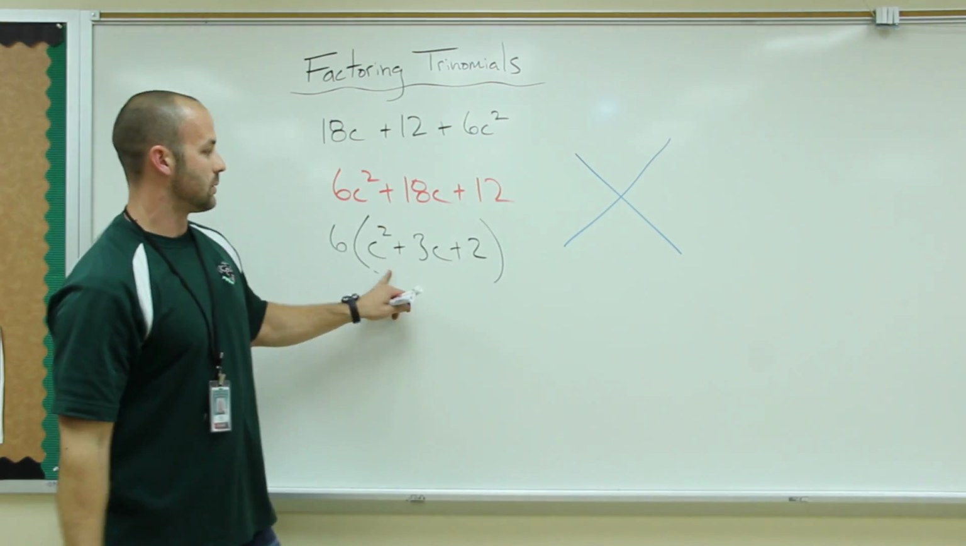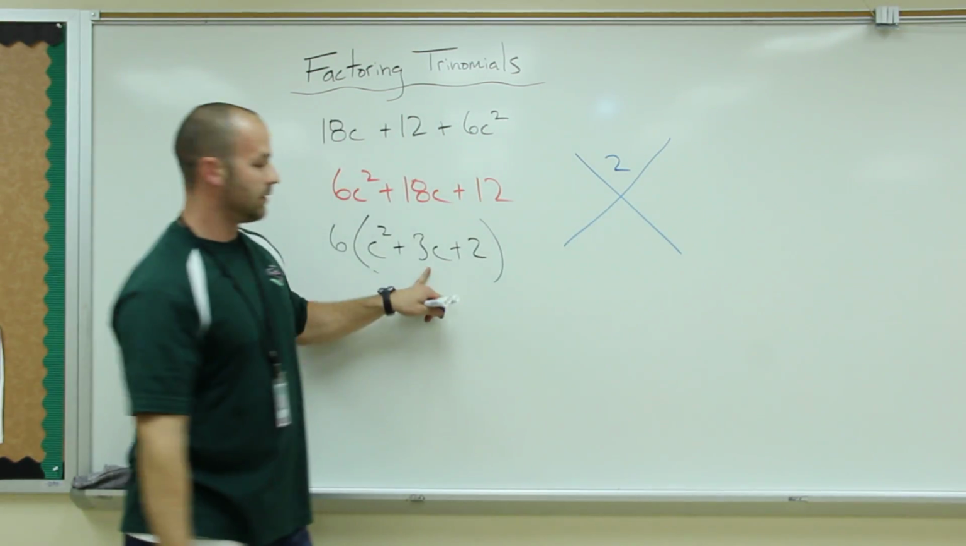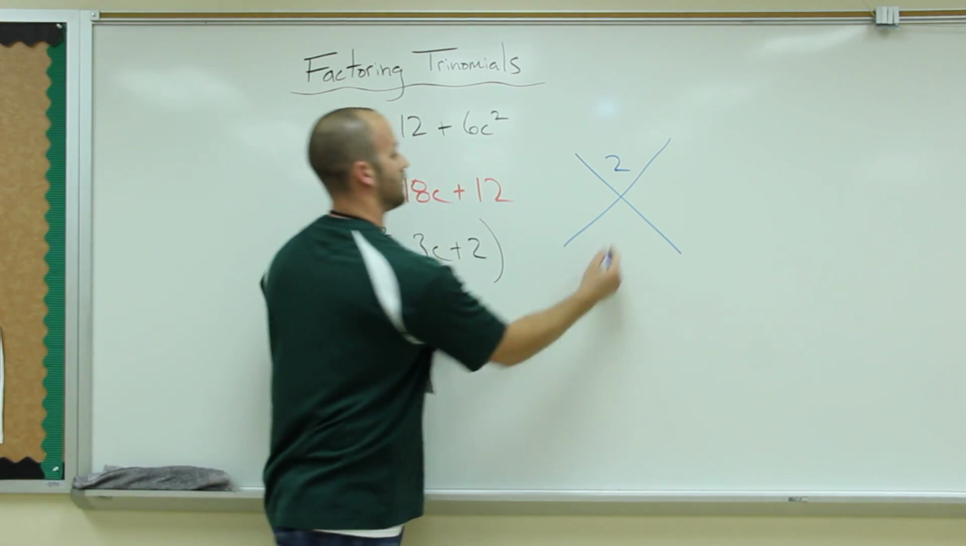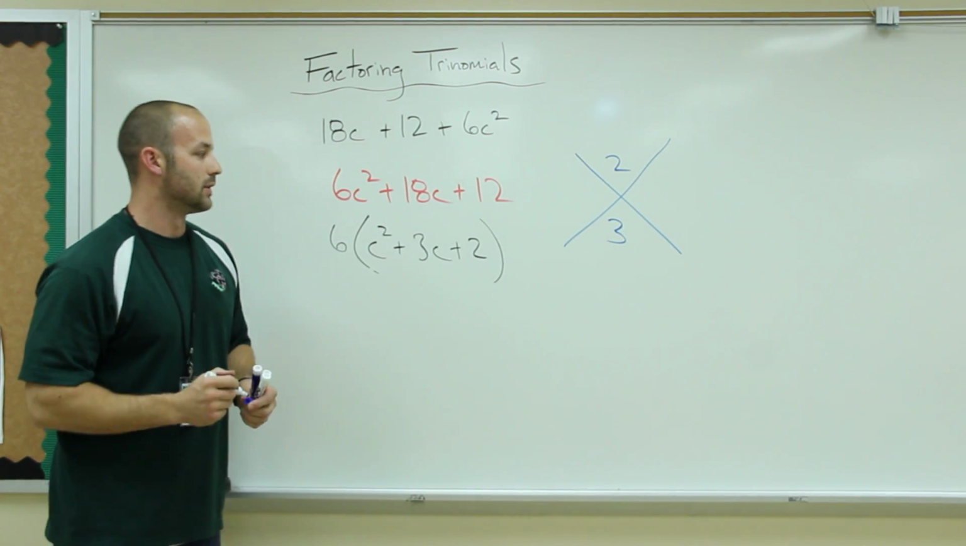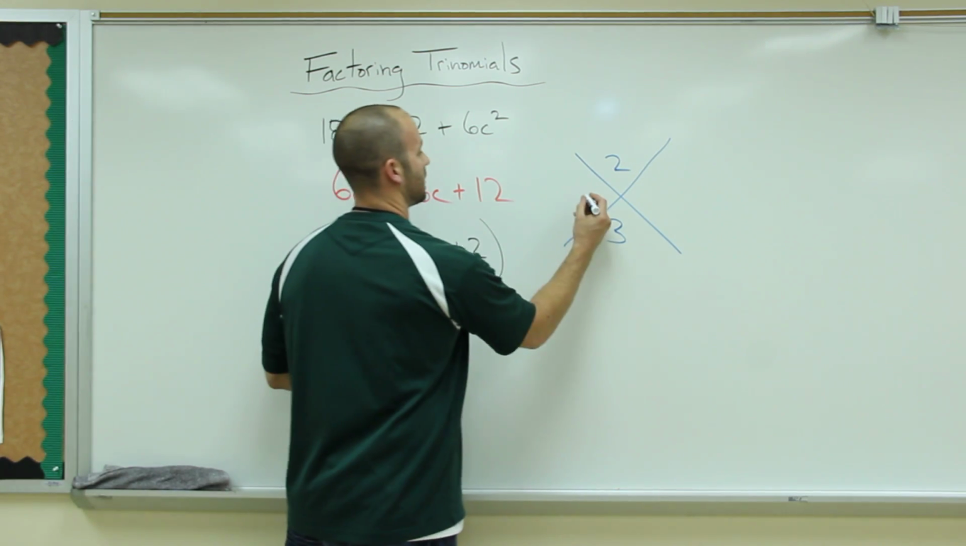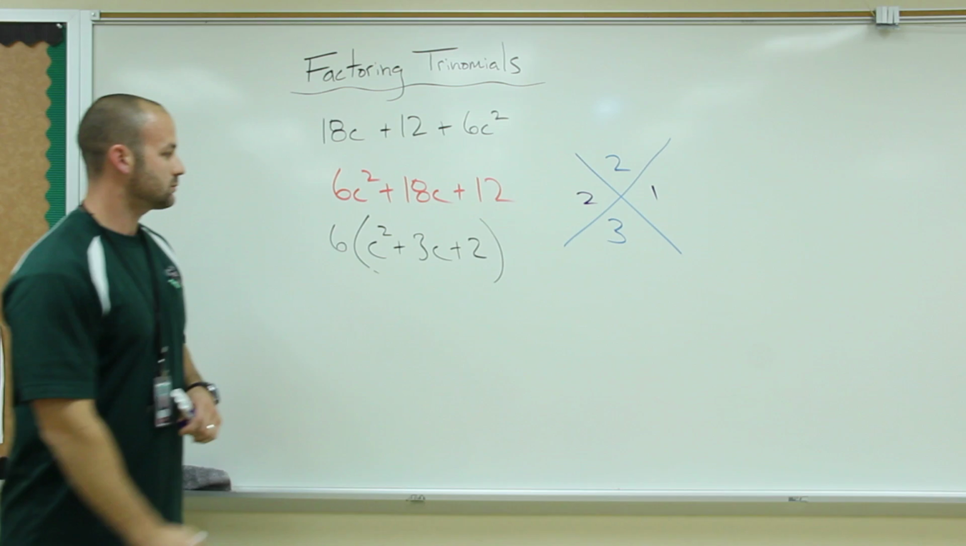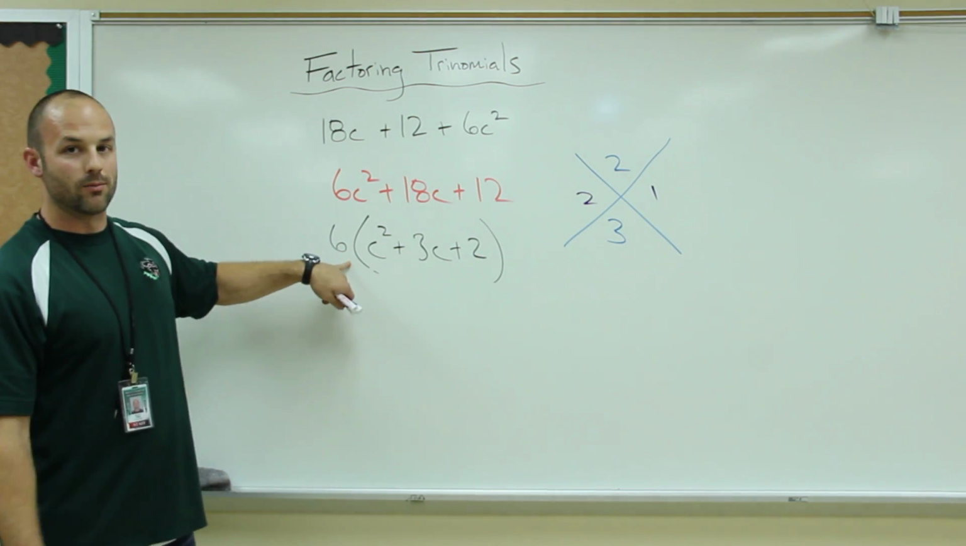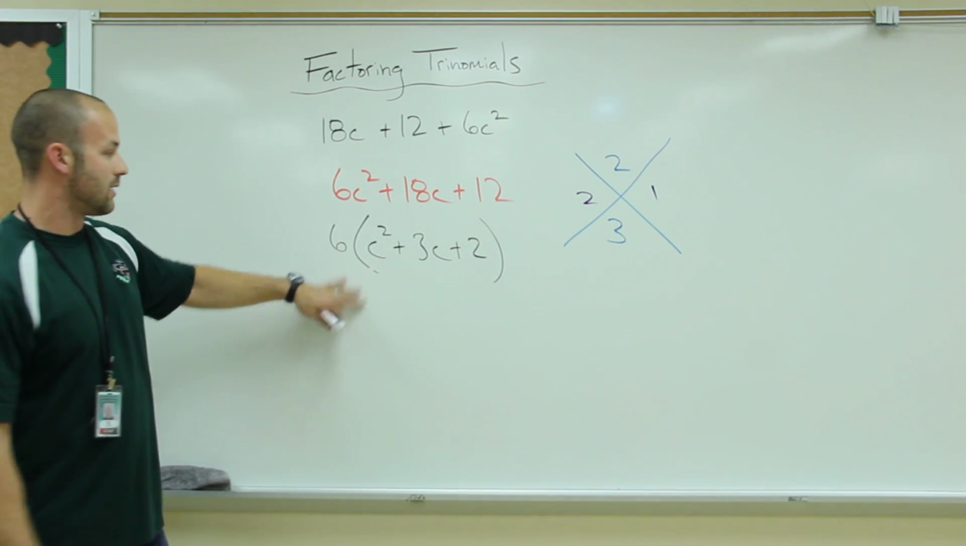A times C goes up top, so I have a 2, and my linear coefficient B goes down low, and I have 2 and 3. So now I'm looking for two numbers that multiply to 2 and add to 3. In this case, I'm going to get a 2 and a 1. The 6 has got to follow my problem. It can't disappear or get lost in the shuffle. We have to keep it.